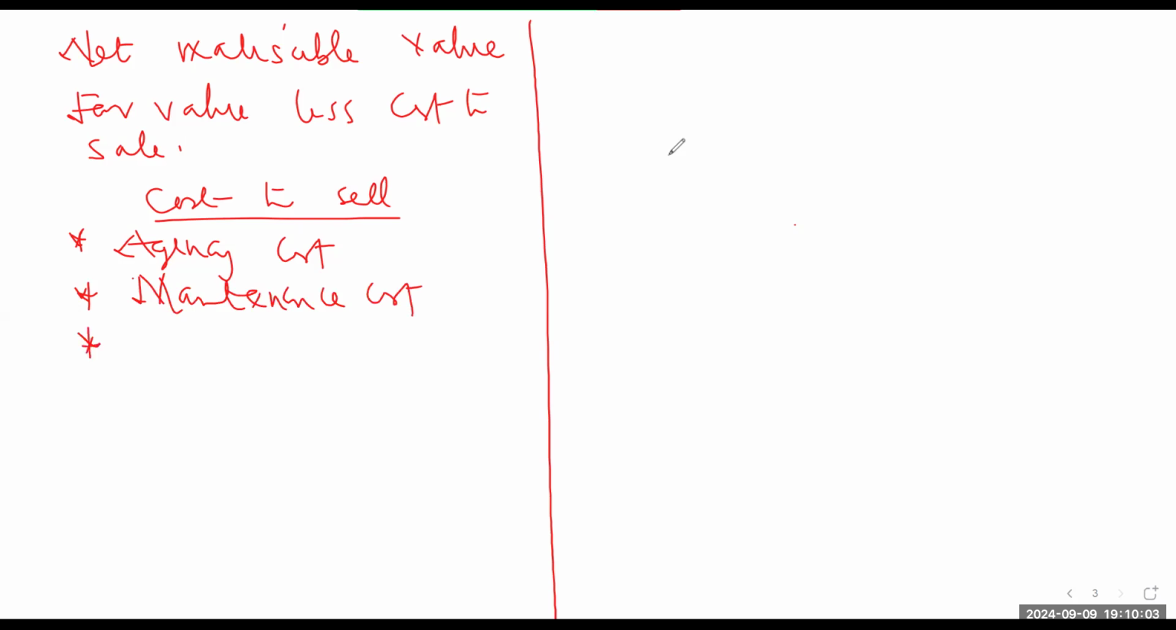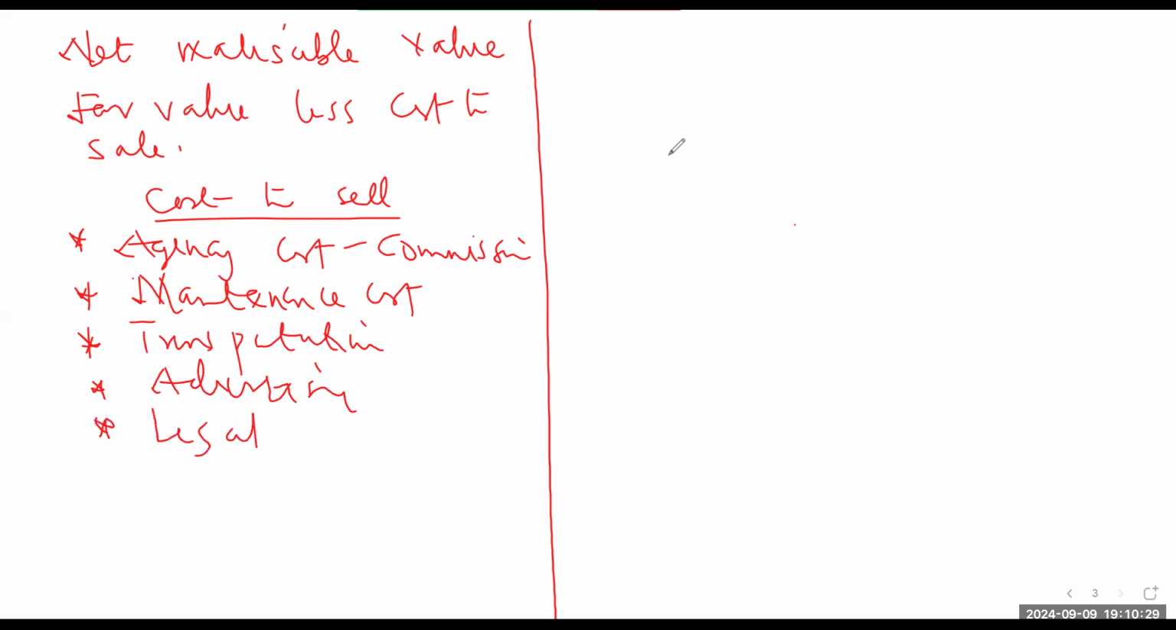What again? So the agency can also be commission. Are you okay? It can also be commission. You can also have transport cost. Okay, you can also have transportation. You can also advertise and sell. So all the costs that you are going to incur to bring the asset to the state that it will be ready for sale is what we call cost to sell. So you can also have legal costs.